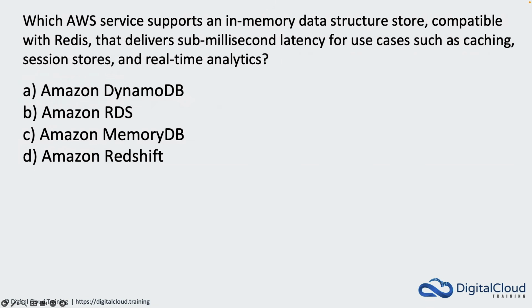Which AWS service supports an in-memory data structure compatible with Redis that delivers sub-millisecond latency for use cases such as caching, session stores, and real-time analytics? All right, so I think this one is a little bit tricky as well. It's an in-memory data structure. Okay, so which of these databases, these are all database services, one of them is more strictly a data warehouse, but they're all essentially databases, and which one of these supports in-memory? That's the one I'm going to focus on. Let's just push the other ones to the side for a minute.